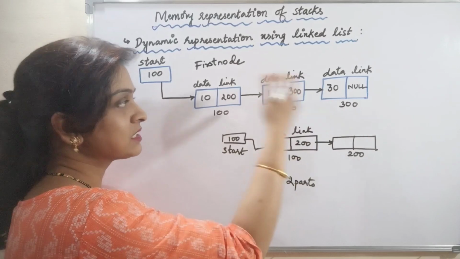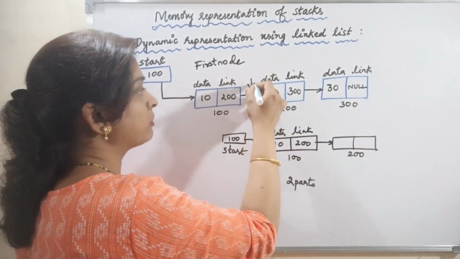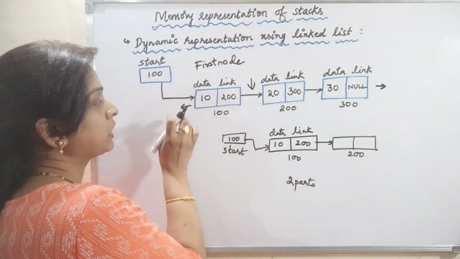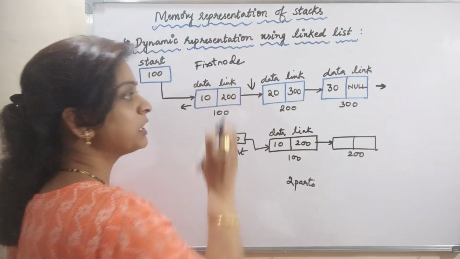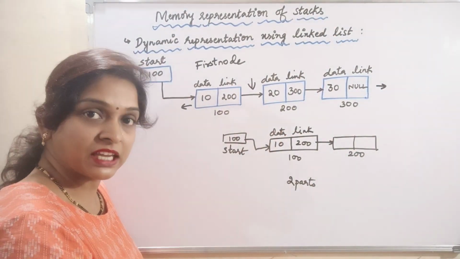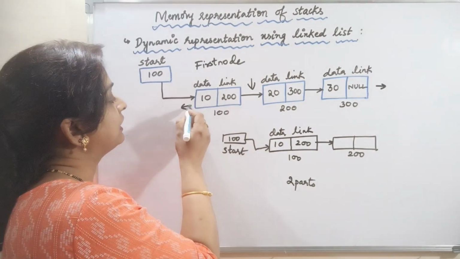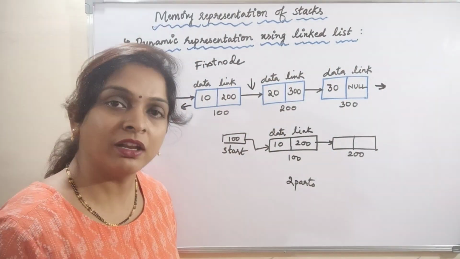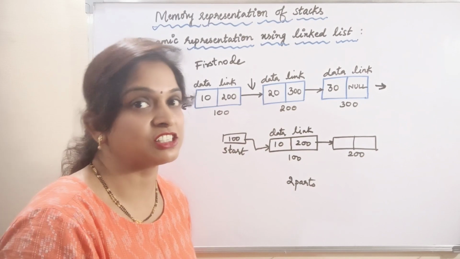So we go on inserting the nodes and we also delete the nodes. I can insert a node in between, at the end, or at the beginning. At the same time, I can delete these nodes during runtime itself. I can delete the beginning node, ending node, or in-between node. How to do that? We will see that in the linked list topic.